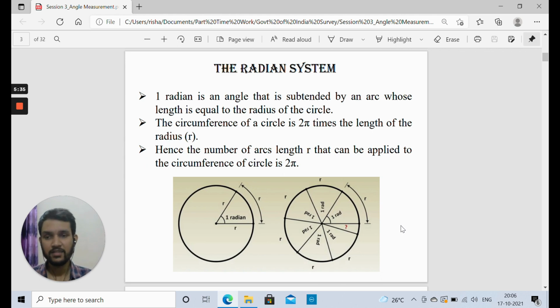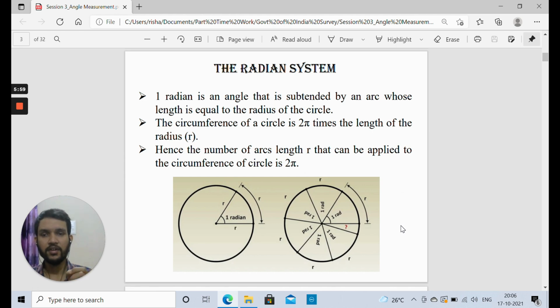First one is the radian system. In the radian system, as I already told you, one complete revolution of a circle is divided into 2 pi, where pi, as you all know, is equal to 22 by 7. If you report the value of 22 by 7, that we generally consider as 3.14159. So this is 2 pi, one complete revolution.